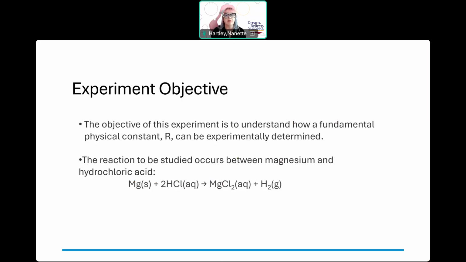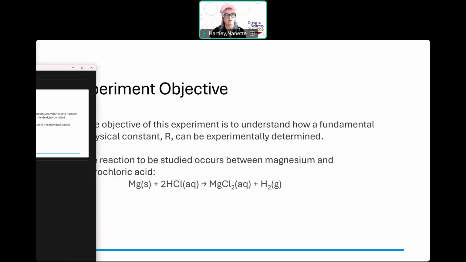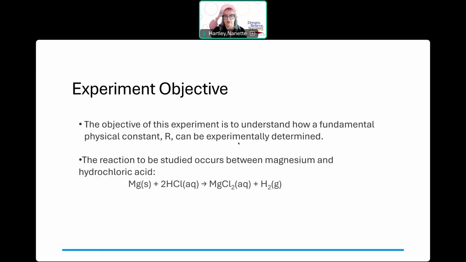Now, the objective of this experiment is to understand how a fundamental physical constant, R, can be experimentally determined. So we're going to figure out what that value is. The reaction that we're going to be studying occurs between magnesium and hydrochloric acid. So it's going to be magnesium, Mg solid, plus 2HCl coming to give me MgCl2 and H2. Okay, so that's the reaction that we're going to be looking at to make this occur. So next slide that we're going to look at.